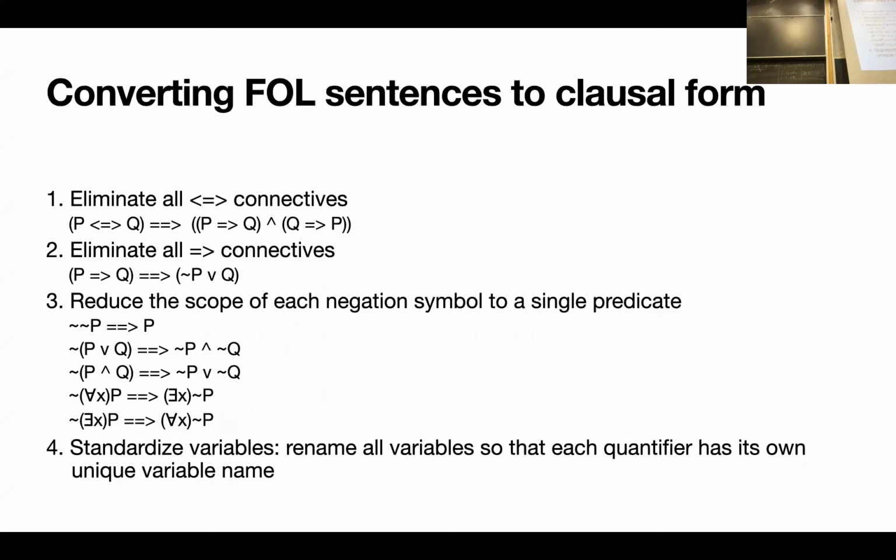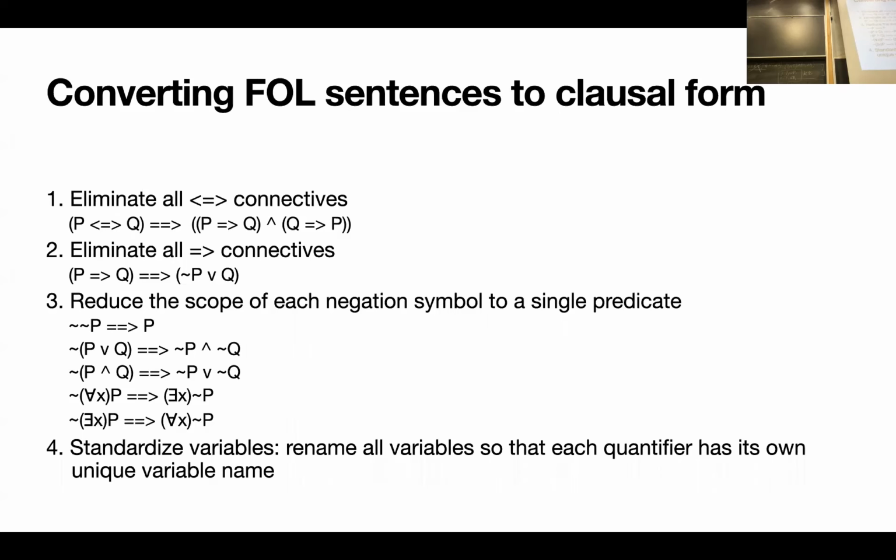So there are several ways. For example, we do exactly like we did in propositional logic. We convert all the if and only ifs to this: P if and only if Q gives P implies Q and Q implies P. We eliminate all the implies connectives, so P implies Q is not P or Q. We reduce the negations, basically we simplify them, so not not P is just P.